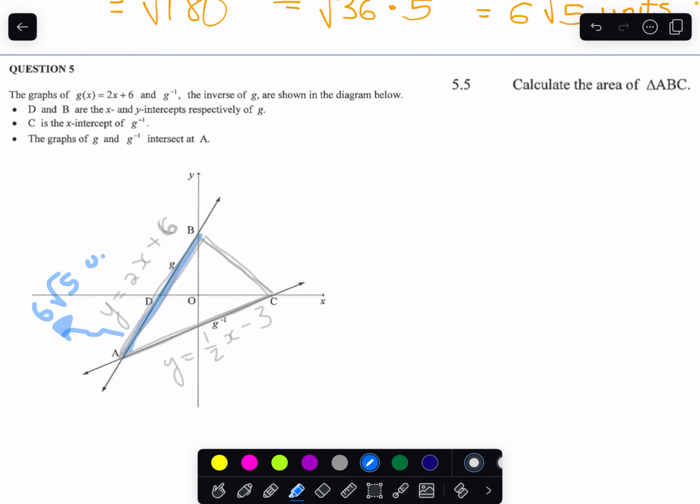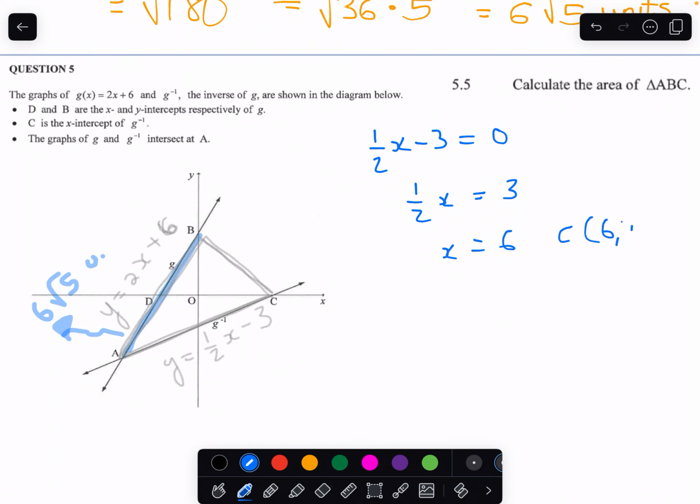Okay, by any chance are these perpendicular? That would be great if they were. So I'm just going to quickly see if I can figure out the coordinates of C in order for me to find the gradient of BC. So nothing I'm doing is on the record just yet. This is me just fidgeting. So C is the x-intercept of the inverse of G. So I'm just going to make this equal 0. So a half x is equal to 3. So that x must be 6. So C would be (6, 0).